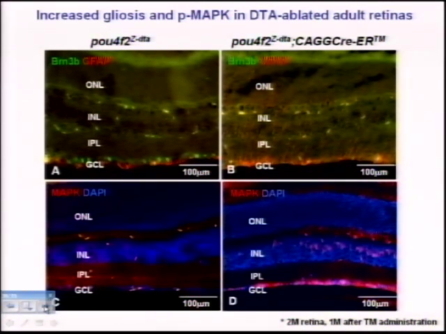And here's an example looking at a glial marker and a marker for gliosis, which I won't go into the details of. Here's the wild type where we don't have the Cre recombinase, and you can see the red staining is just associated with a certain aspect of glial cells. And here's this MAP kinase, which is associated with some of the glial cells.